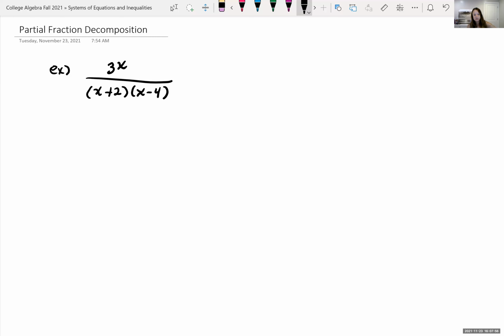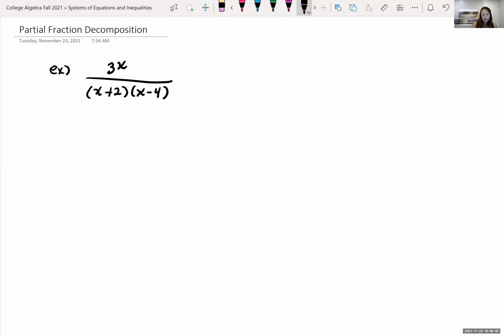Our example in front of us is 3x all over (x + 2)(x - 4). And we want to rewrite this as a sum of simpler fractions. If you look at the degree of the numerator, that's degree 1. And if we look at the degree of the denominator, if we multiplied out those factors, that's degree 2. So we're going to jump in and do our partial fraction decomposition.